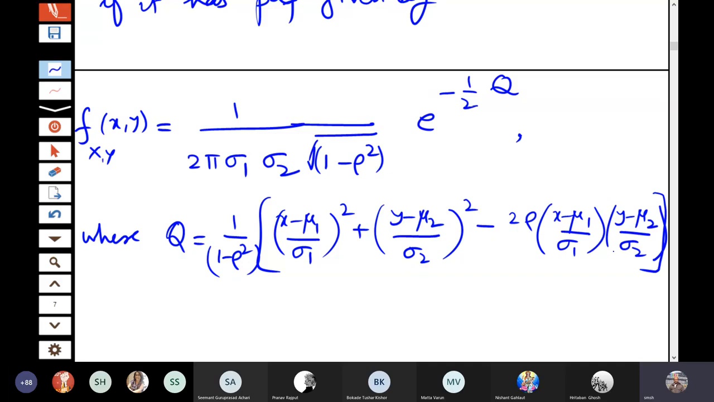So is this term clear to you? Can you read it? Yes, sir.